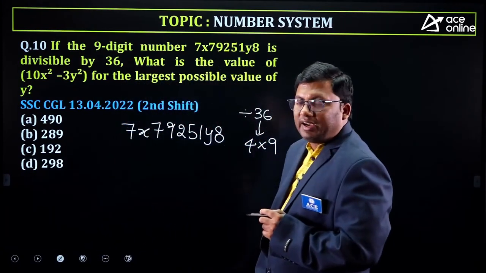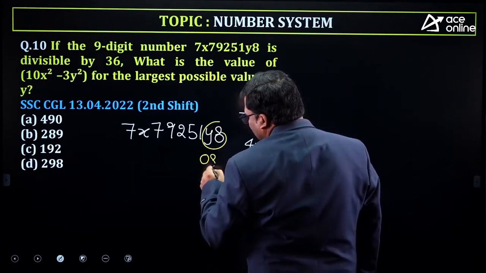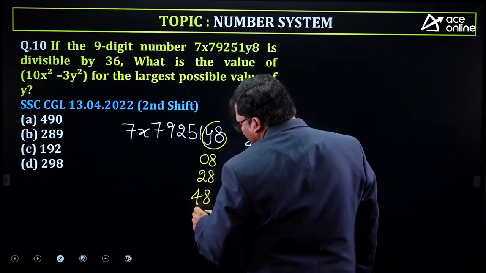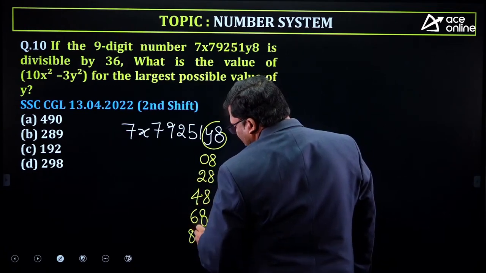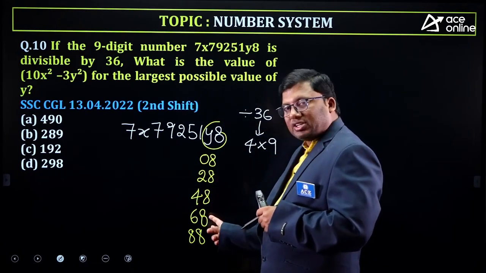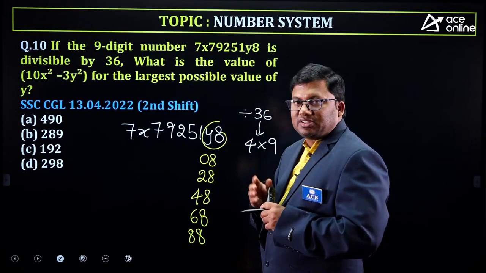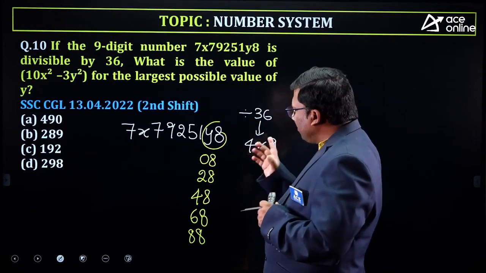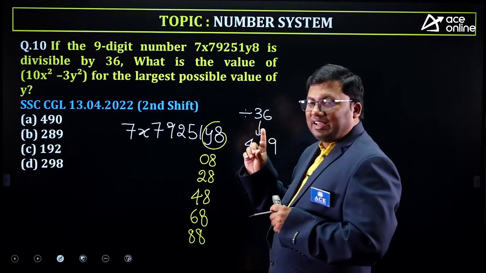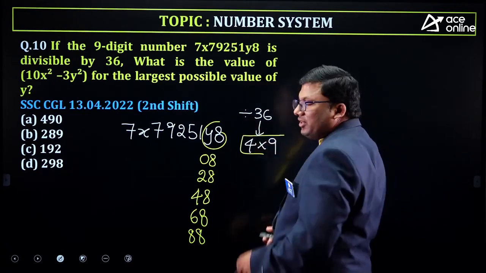Now see here. For it to be divisible by 4, the last two digits can be 08, 28, 48, 68, or 88. So the last places will be of these cases. Now it is divisible by 36. 36 means it is 4 into 9.